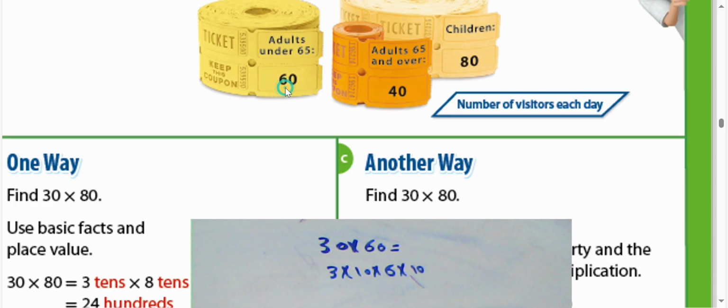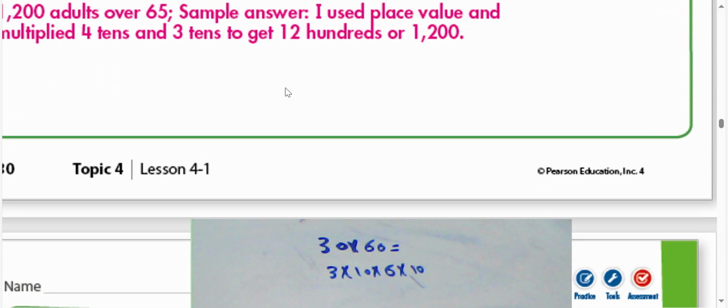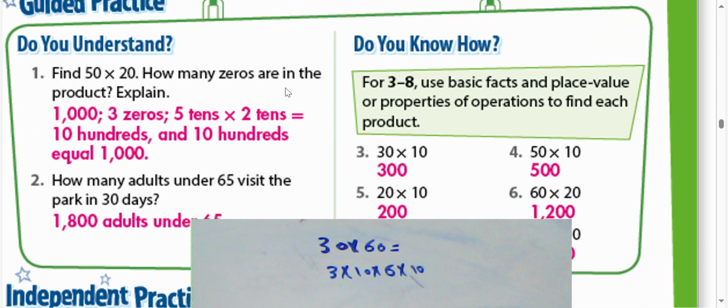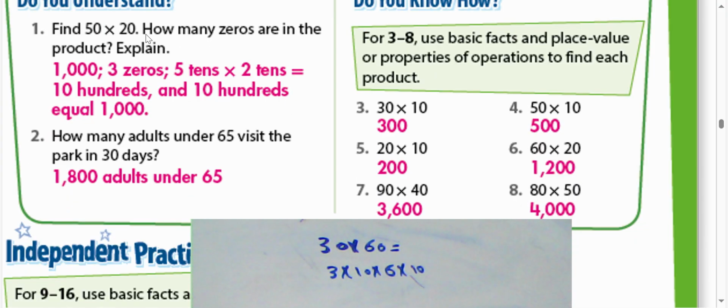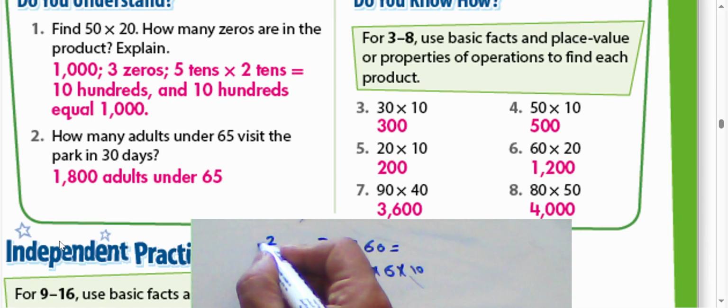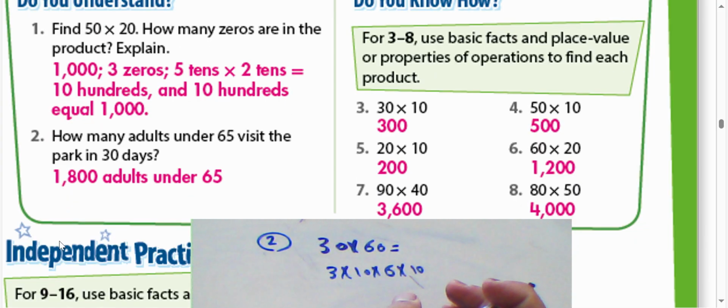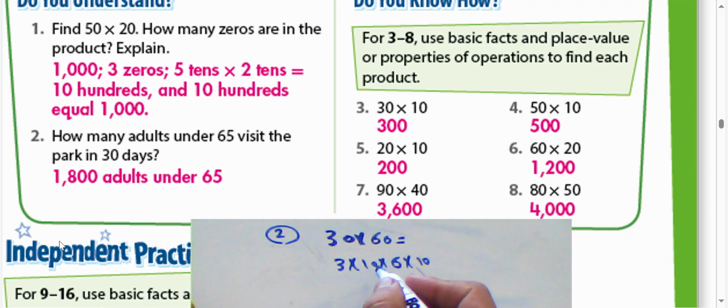This question we can solve by this method. Look here about the steps. This question, number 2. We can write 30 times 60 because he asked how many adults under 65 visit the park in 30 days. We can multiply them. 3 times 6 equals 18, and 10 times 10 equals 100. Then the result will be 1800.